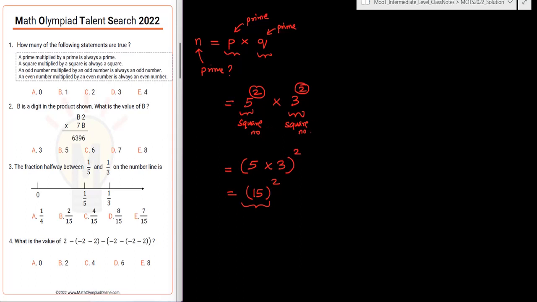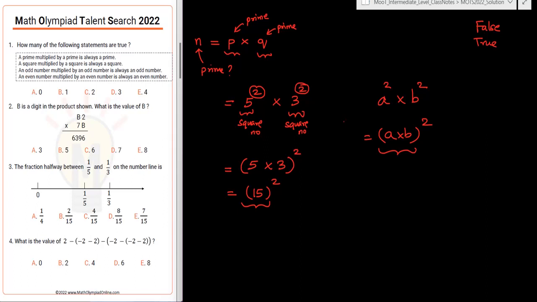That is just for ease of checking whether it is true or not. So any numbers, let's say a and b, if you take a square times b square, that can be written as a times b the whole square. And so this is definitely a square number. So the second statement is true. So we have the first statement is false. The second statement is true. How about the third one?